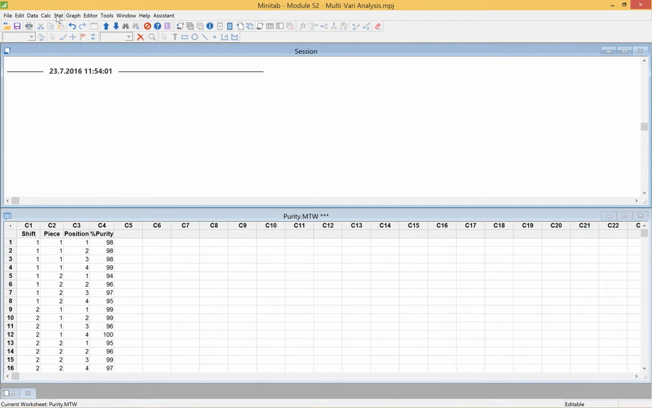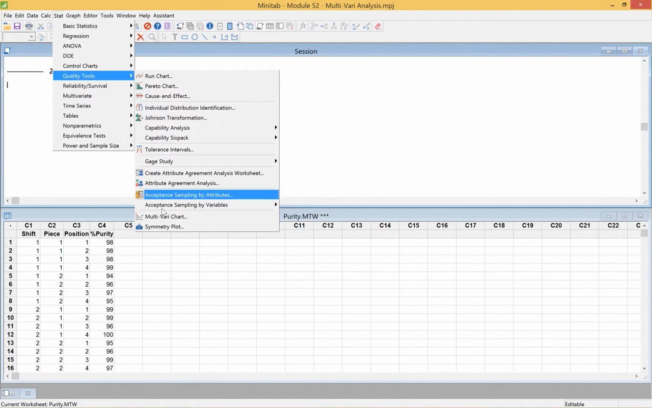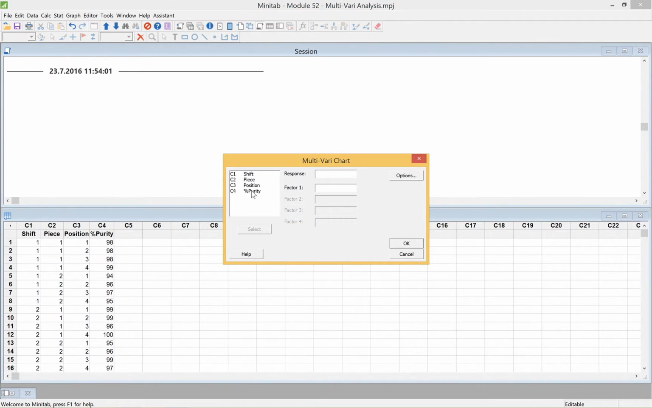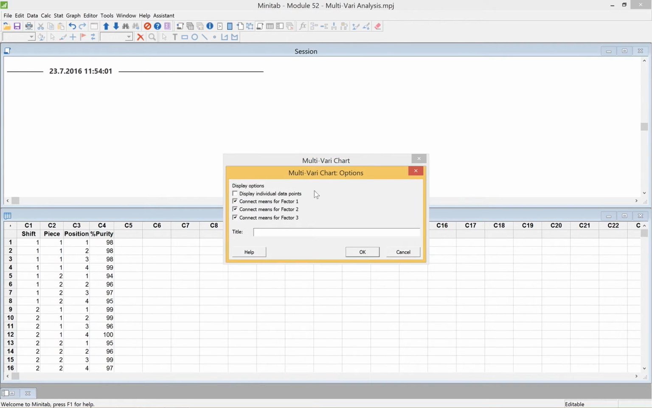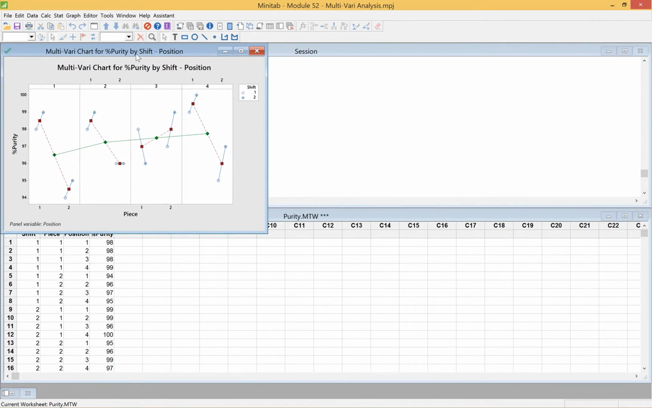So we see we can access this function under Stat. It's located under Quality Tools, and then we come down to Multi-Vari Chart. If I click on this, the response here is the percent purity, and we see that there are these three different factors, so shift, piece, and position. So if I double click on each one, and then if I take a look at options, I want to display the individual data points. Okay, so I click OK, and I get this output.